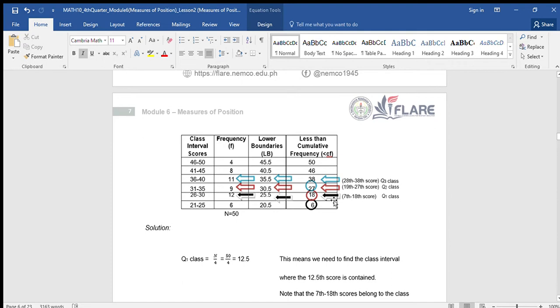Kinsa may gi-plus? Okay, 12 plus 6 equals 18. Nganong nahimo man nga 27? 18 plus 9. Okay? Nahimong 38 because 27 plus 11, 38. 38 plus 8, 46. 46 plus 4, that is 50. Mao na ang atong cumulative frequency.